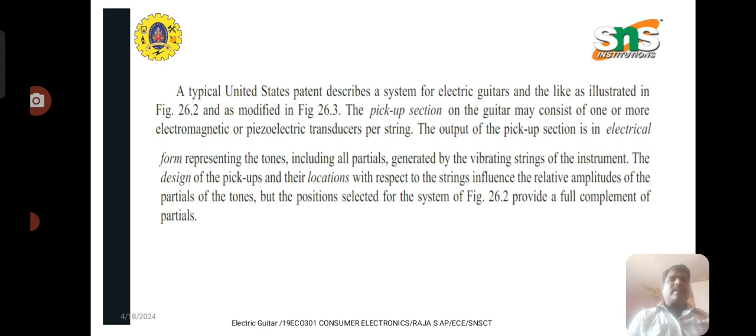The typical United States pattern describes a system for electric guitars, as illustrated in the previous figure. The pickup section on the guitar may consist of one or more electromagnetic or piezoelectric transducers per string. The output of the pickup section is in electrical form, representing the tones including all partials generated by the vibrating strings of the instrument. The design of pickups and their locations with respect to the string influence the relative amplitude of the partials of the tones, but the position selected for the system is different.